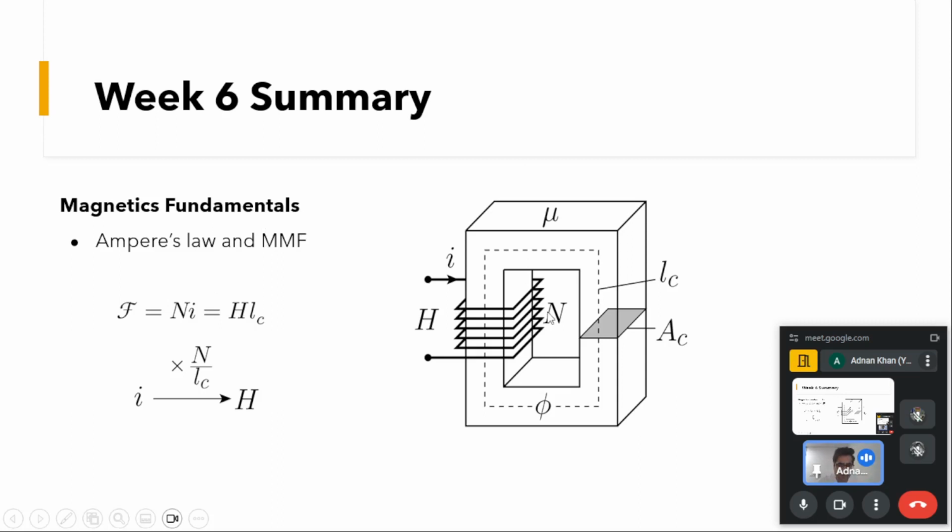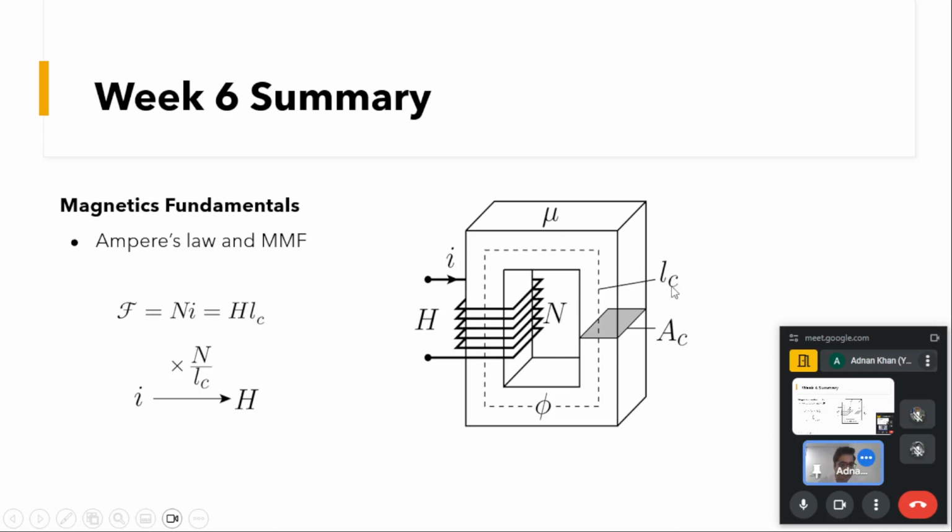So if we have a current carrying conductor that is wound around this core, and if we apply Ampere's law, we can get a magnetic field intensity H. We know ∮H·dl, and that produces an mmf, given by F here, which will be equal to Ni, where N is the number of turns of the coil and I is the current flowing through that coil or conductor, and that will be equal to H into Lc.